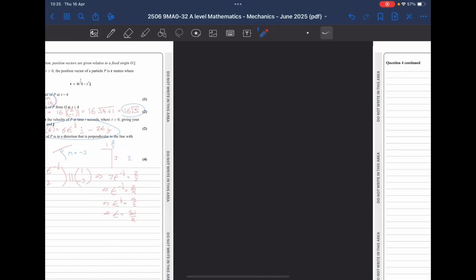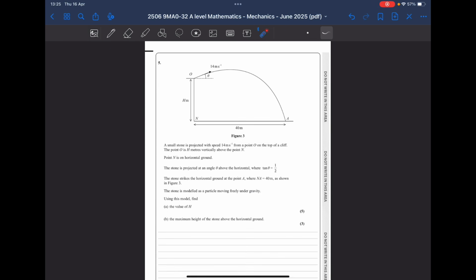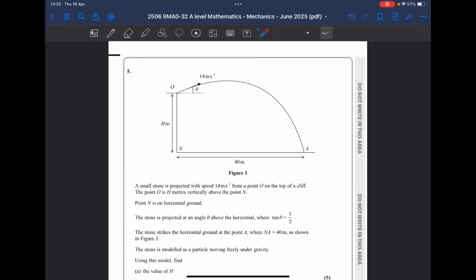So let's keep going. What's going to be in number 5? Some projectile something, people chucking stuff off cliffs and that. Yeah, we've chucked something off a cliff. So we're so far in the air, we're going to chuck it 40 meters per second, takes 40 meters to hit the ground. tan theta is 1 over 2. That's a bit strange. We don't normally have that.